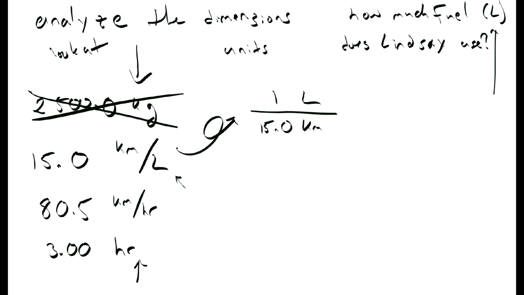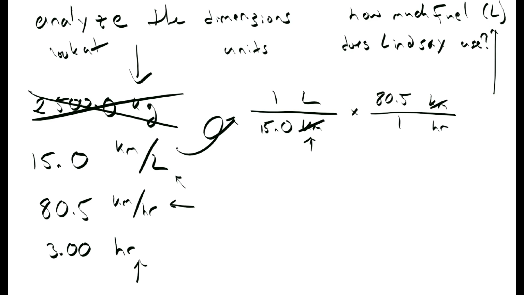Now, we need to get rid of these kilometers here. Our answer cannot include kilometers, so we need to multiply by something that has kilometers on the top. Well, we have something with kilometers. It's this second measurement, 80.5 kilometers per hour. So 80.5 kilometers for every 1 hour. Okay, so kilometers is going to cancel. That leaves us with liters per hour. But we have hours, so we're going to be okay. We're making progress is what I'm trying to say.